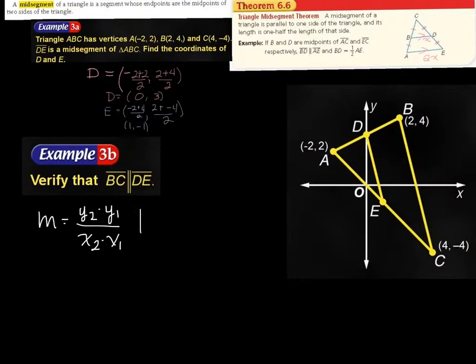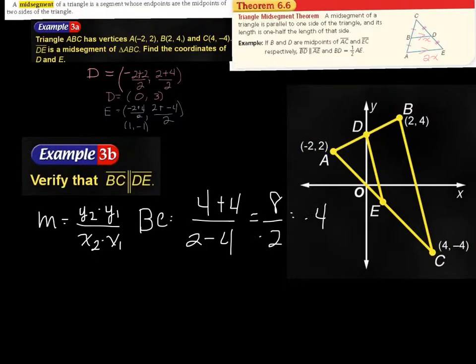So for BC, our change in y, we could do 4 minus -4 over 2 minus 4. So 8 divided by -2 would be -4.